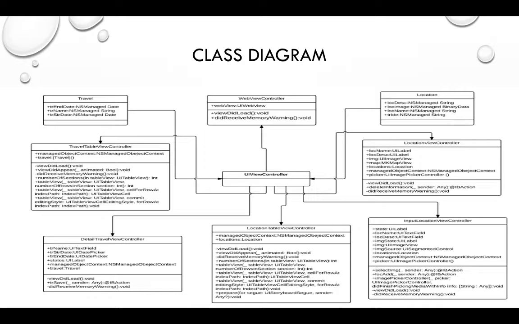The detailed travel view controller is the view controller to build the travel information, which contains the travel name, start date, and end date, to store into the Core Data by using the save button. The location table view controller is the table view controller of the location information. This table view controller contains several basic table view functions and the functions that enable the application to read the location information from the Core Data and pass it to the detail view of the location information.